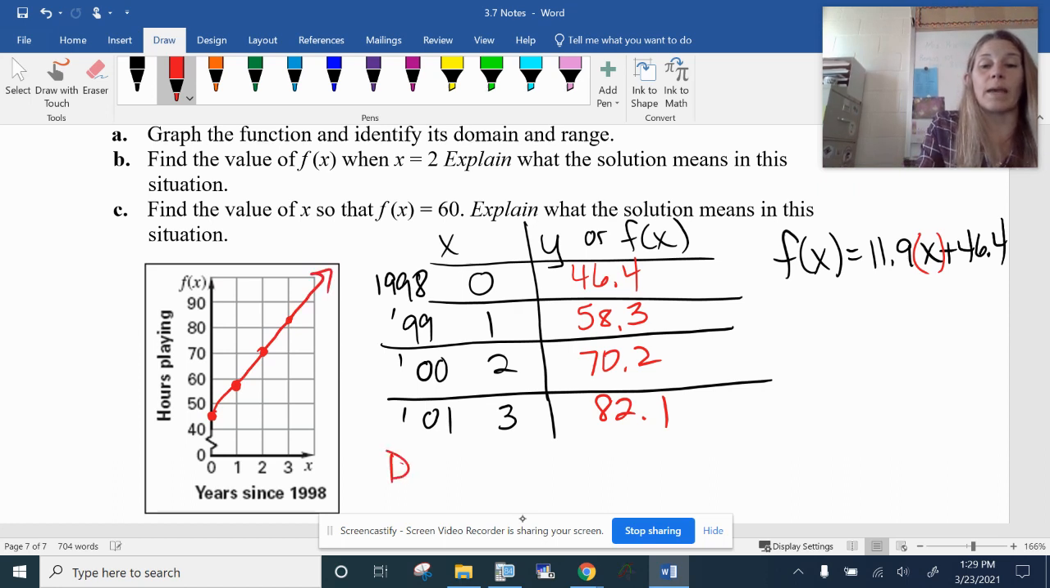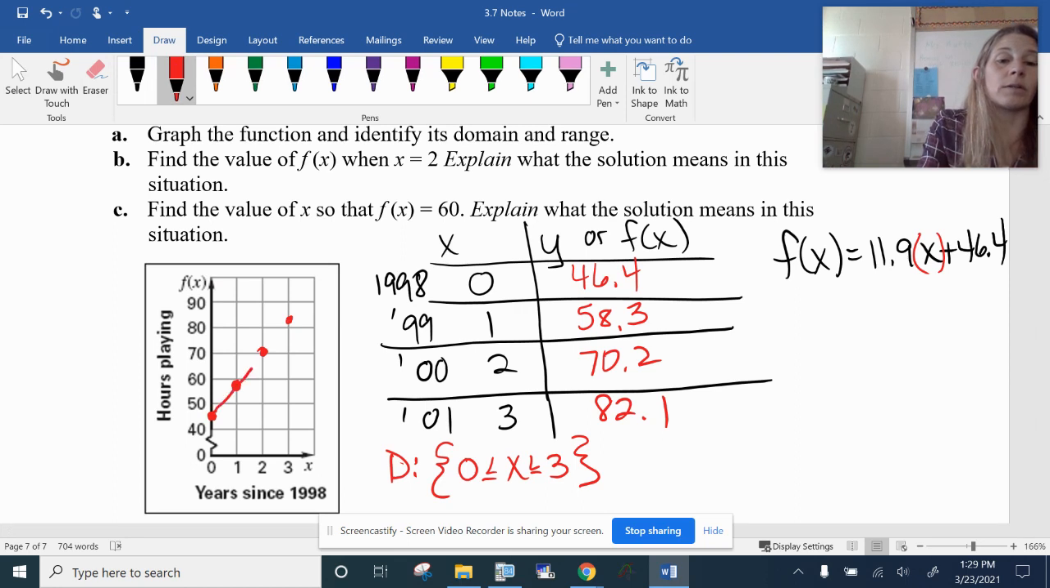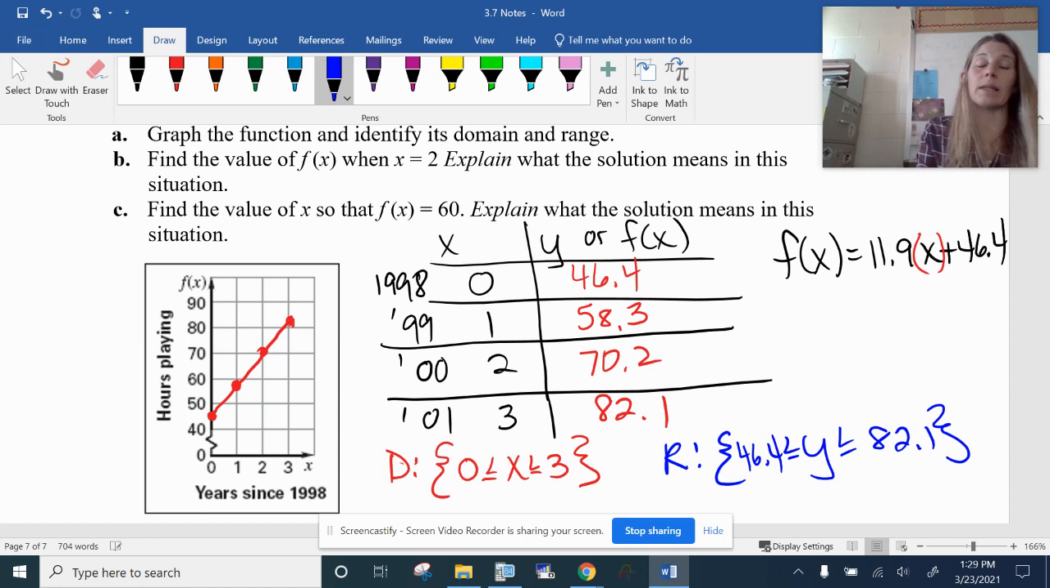All right, so remember your domain is your x values, and here that would be basically x is greater than or equal to 0, but less than or equal to 3, which means that we actually want to just graph to here. And then my range is my y values, and the lowest y value is 46.4. And the largest one that we could have is 82.1. Because remember, there was a limit here. It only went from 1998 to 2001.